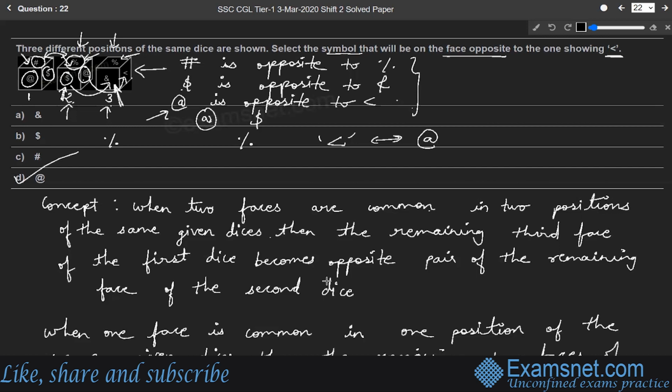According to the concept used, at the rate will be the opposite pair of less than sign. So I hope you are clear with this question, and the correct option here is option D.